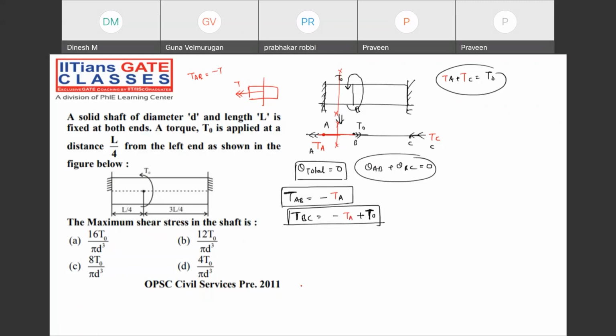Check it out. If I take the cross section in the BC member, TA is moving away and T naught is moving inside. So it is minus TA plus T naught. Check it out. Are you able to follow me on this sign convention or not?